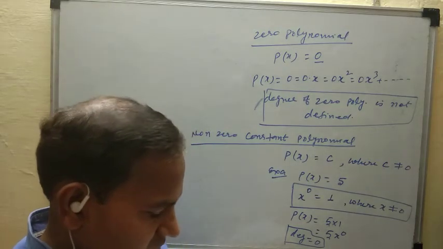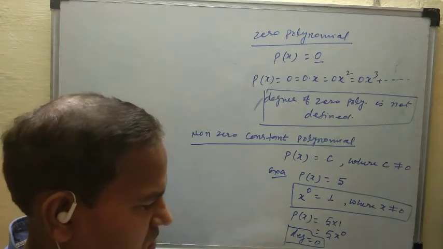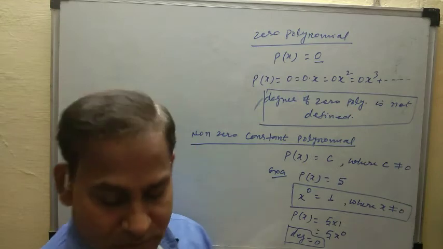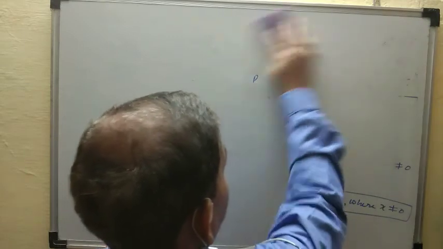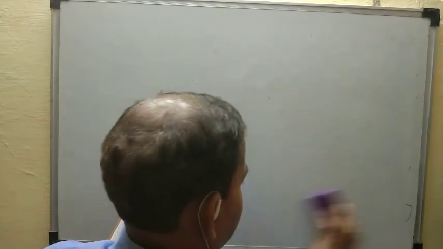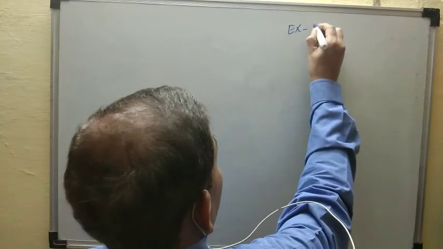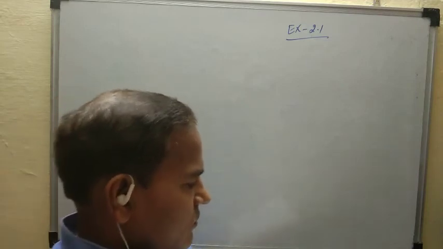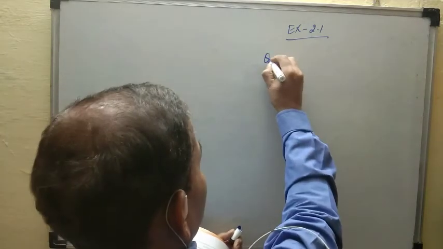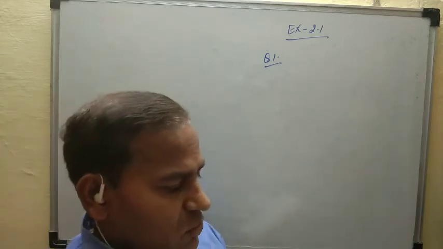Next, zero polynomial, clear. And now exercise 2.1. Question number 1. Which of the following expressions are polynomials?